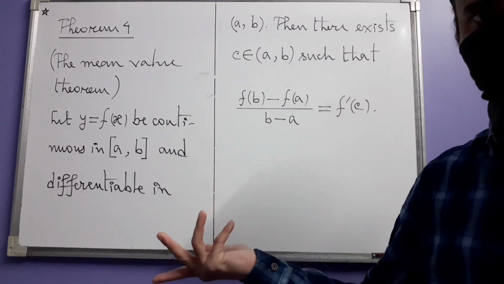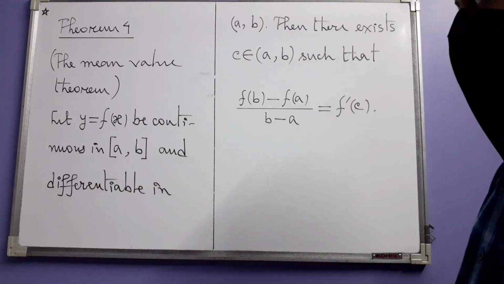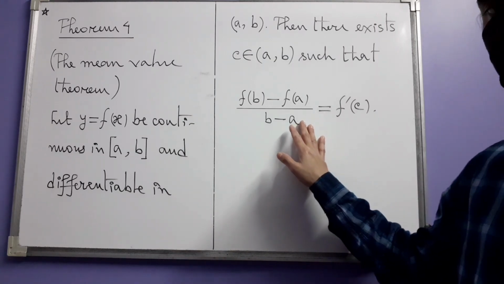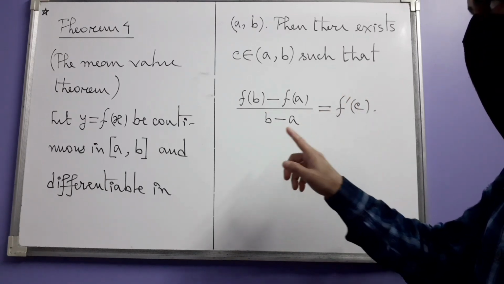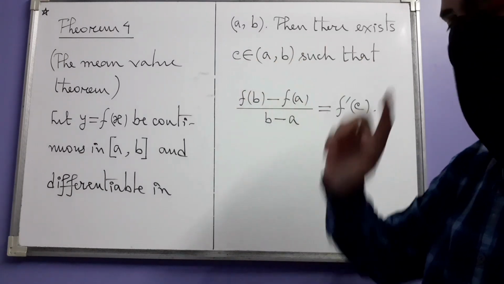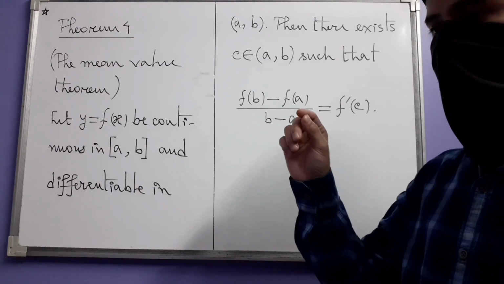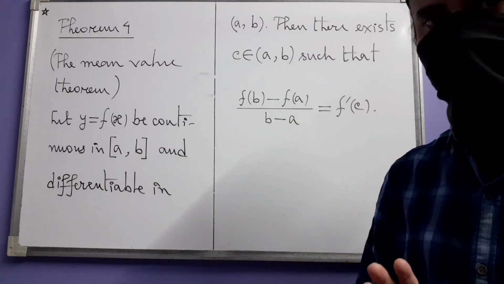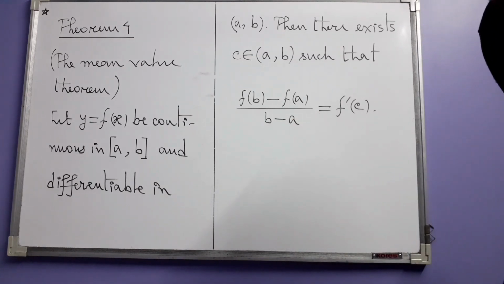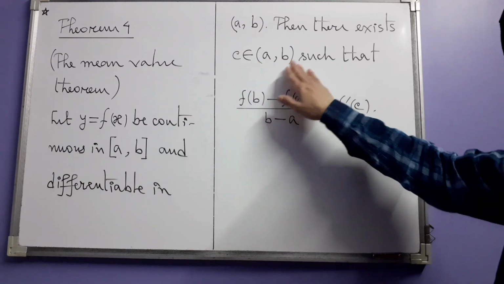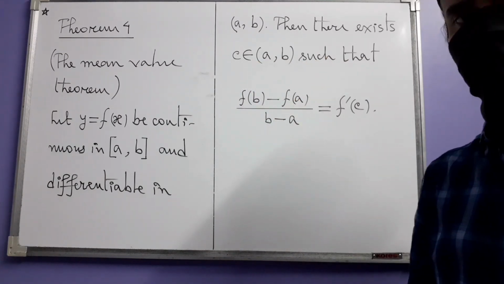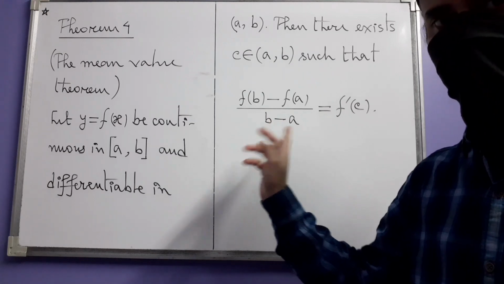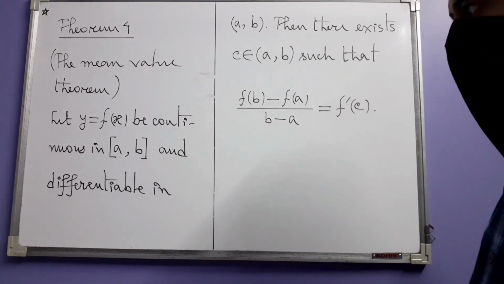It may be true, it may not be true, we don't need that. And the conclusion is also different from what we have in Rolle's theorem. In Rolle's theorem, there exists a point c in a comma b at which the derivative is 0. Here, however, such a point exists at which the derivative is this instead, f of b minus f of a divided by b minus a.